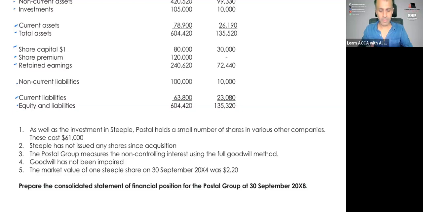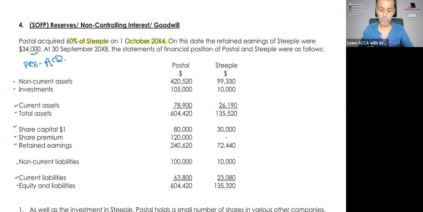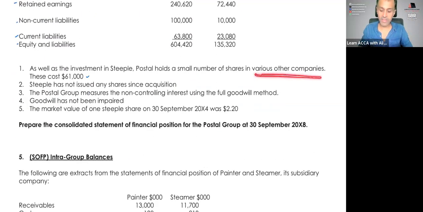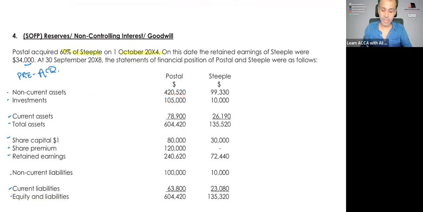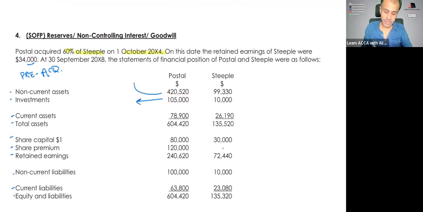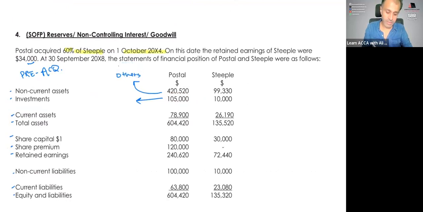As well as the investment in Steeple, the parent holds a small number of shares in various other companies. And that cost them around 61,000. Interesting. Just the way we invest into subsidiary, they might have some other investments. So not necessarily whatever was invested in subsidiary will be found here, because they might have some other investments also. Like the case right now, they suggest P holds a small number of shares in various other companies. And the total of that is 61,000. So if 105,000 has been the balance of total, and they suggest in others, they have invested 61,000, then what must have been invested in subsidiary? A balancing of, what will be the balancing? 105 minus 61, 44,000. That must have been in subsidiary.